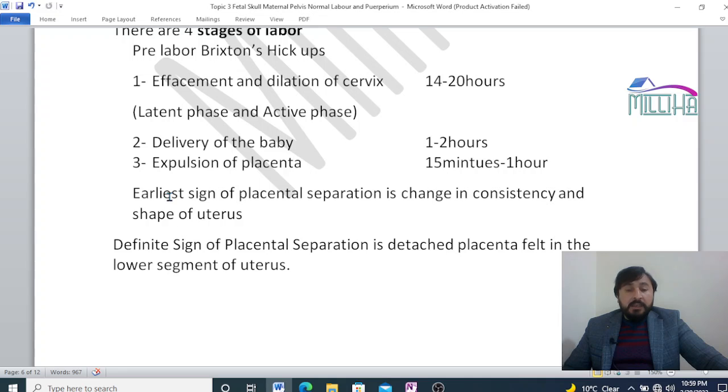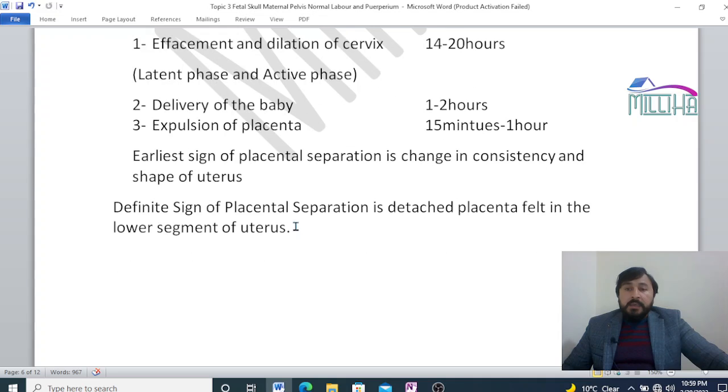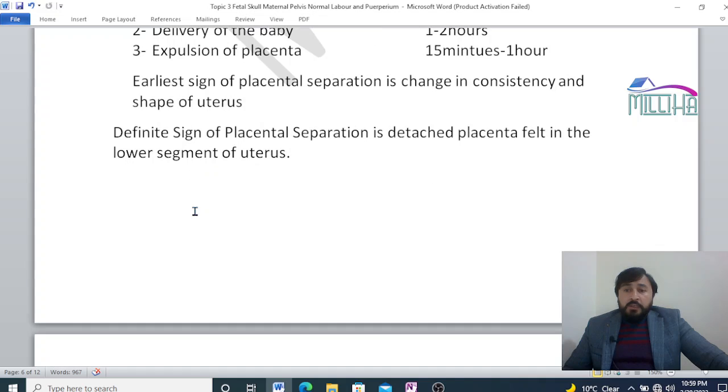After the second stage, when the baby is delivered, then the placenta is delivered. That's called the third stage of delivery. In this third stage, it takes about 15 minutes to 1 hour. The earliest sign of placental separation is a change in consistency and shape of the uterus. If the placenta separates from the uterus inside, then there is a change in consistency.